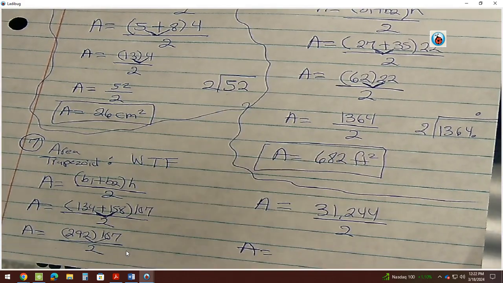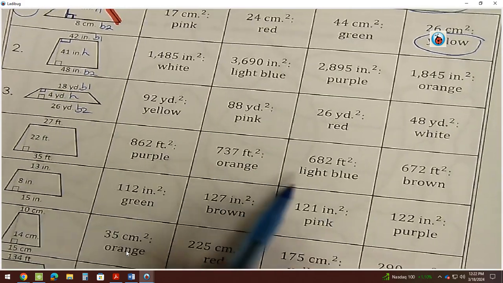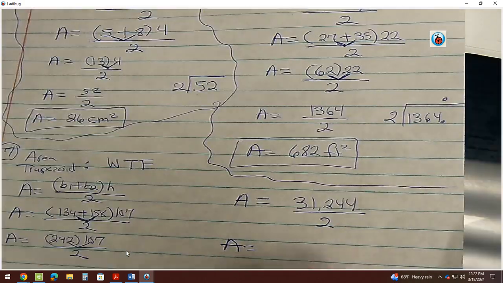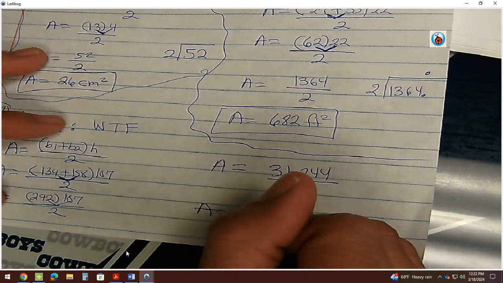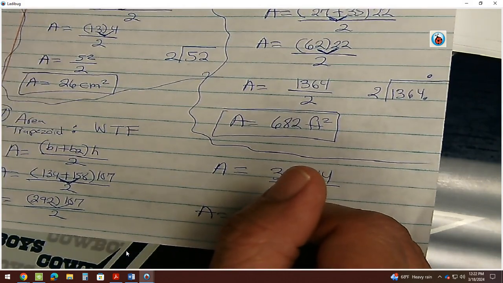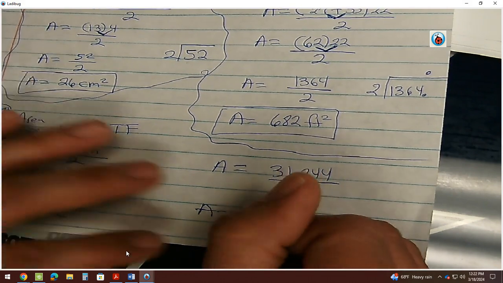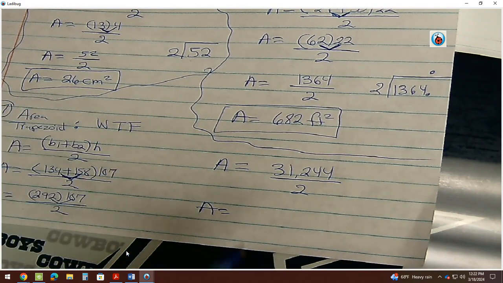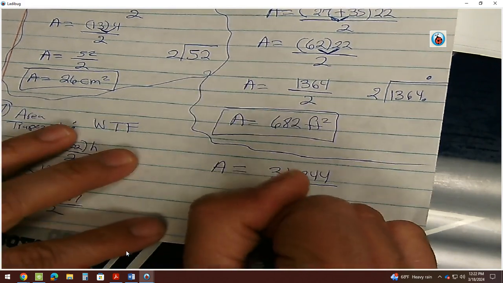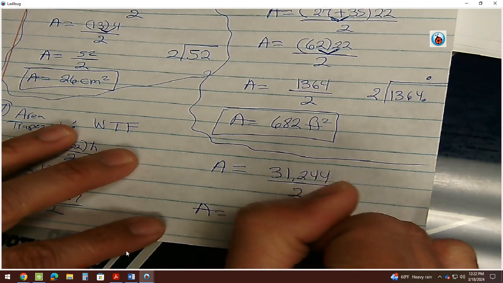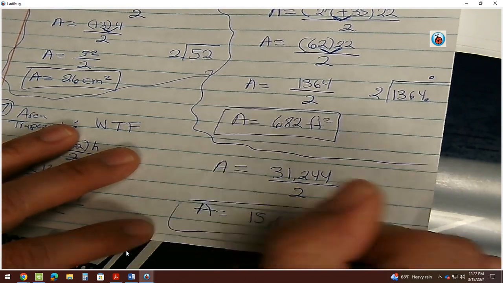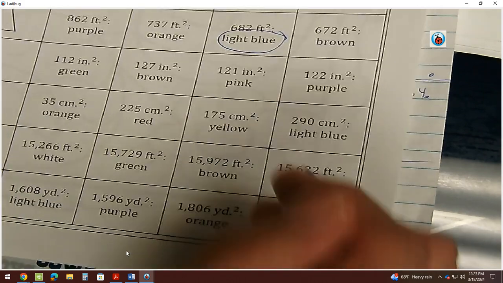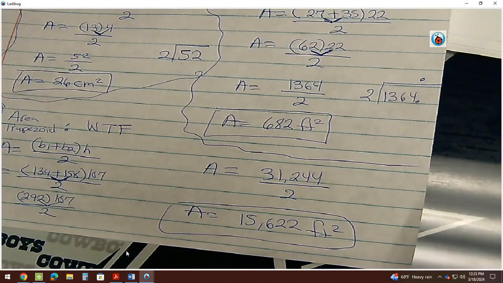Oh, did I talk about the color for number 4? What was the color for number 4? Light blue. Any number 4, you're going to color it light blue. What's the final answer for this one? 15,622. Square feet again, by the way. What color would that be? Pink. And then you color it.